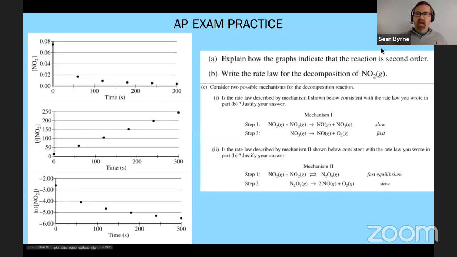Explain how the graphs indicate that the reaction, I'll read that to you, the reaction is second order here. So we're told that the reaction is second order, then write the rate law for the decomposition of NO2. And now we have 2 different mechanisms in what we're asked to do. Notice that this mechanism has 2 arrows in it. This mechanism is a fast equilibrium, so we'll want to look at that. And you'd have 2 different justifications that you'd want to answer. And we'll look at that in class tomorrow.